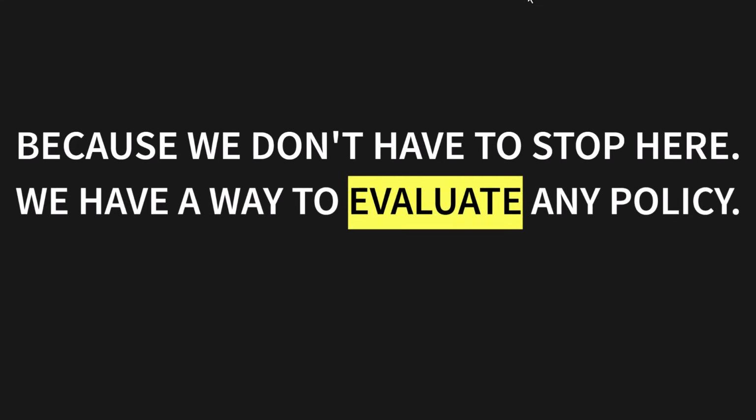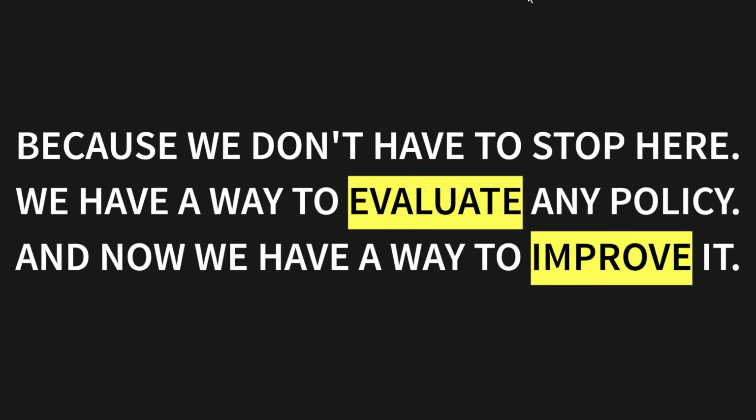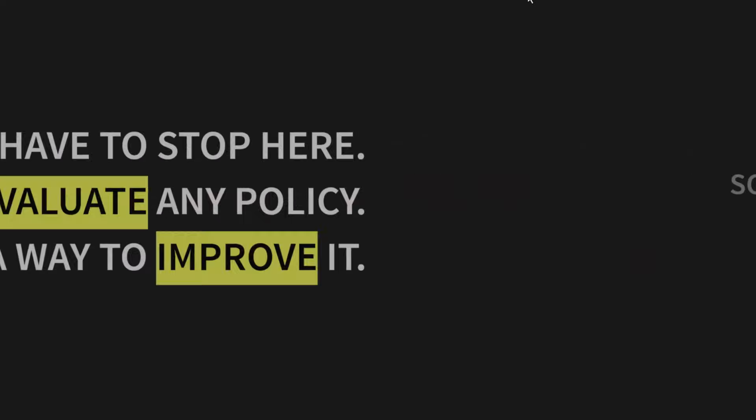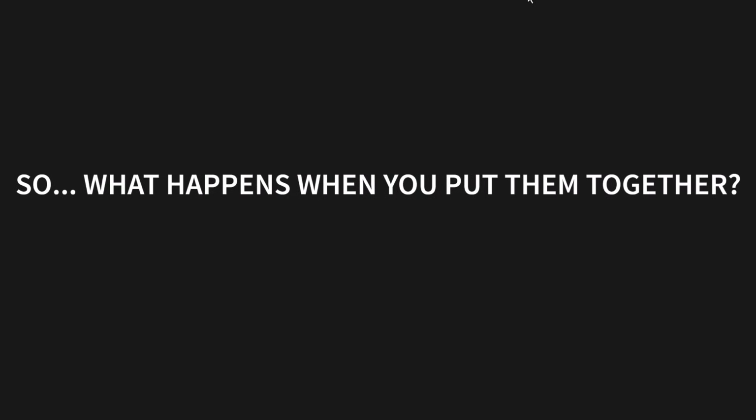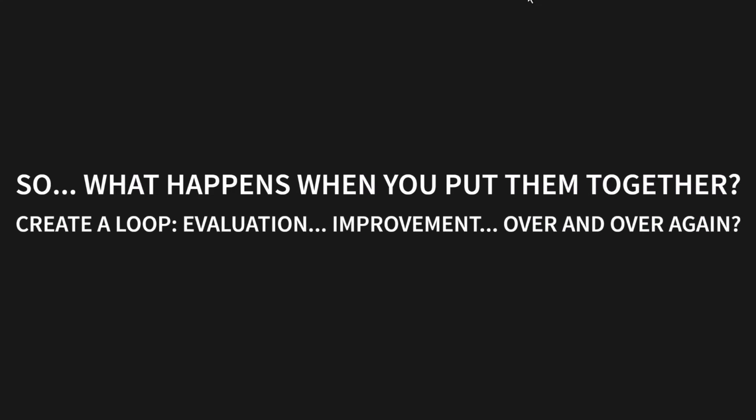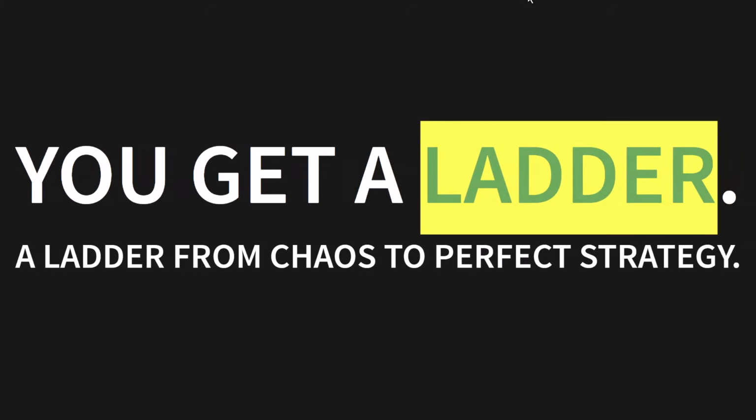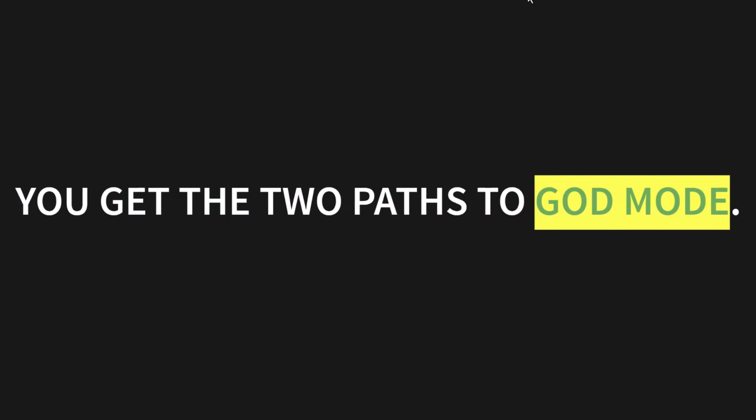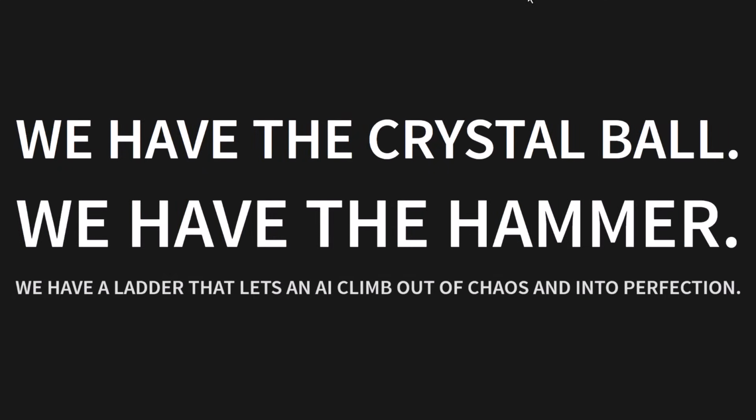Because we don't have to stop here. We have one piece of the puzzle, a way to evaluate any policy, and now we have the second, a way to improve it. So, what happens when you put them together? What happens when you create a loop? Evaluation, improvement, evaluation, improvement over and over again? You get a ladder. A ladder that lets your agent climb, step by step, out of the darkness of random chaos and towards the light of perfect strategy. You get the two paths to God mode. We have the crystal ball. We have the hammer. We've built a ladder that lets an AI climb right out of chaos and into a state of perfection.